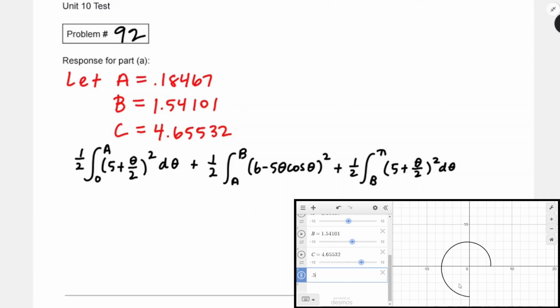All right, so 1/2 integral from 0 to A of 5 plus half theta, that was f of t, squared dt, plus half of the integral from A up to B of g squared, plus from B up to pi of f of t squared dt. And what has happened? I'm missing a dt right here. Okay, great. 74.340.